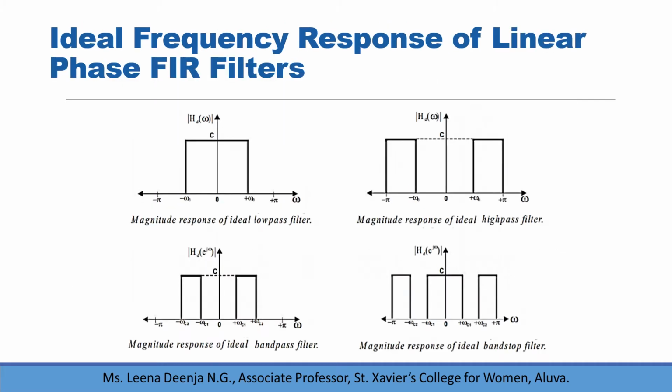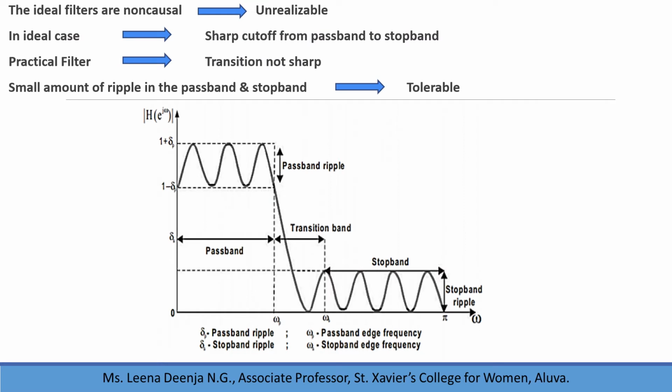Magnitude responses of ideal low pass, high pass, band pass and band stop filters are shown here. The ideal filters are non-causal. That means the output of the system at any time depends upon future inputs or future outputs. Hence, they are unrealizable. In the ideal case, there is a sharp cutoff from passband to stopband.